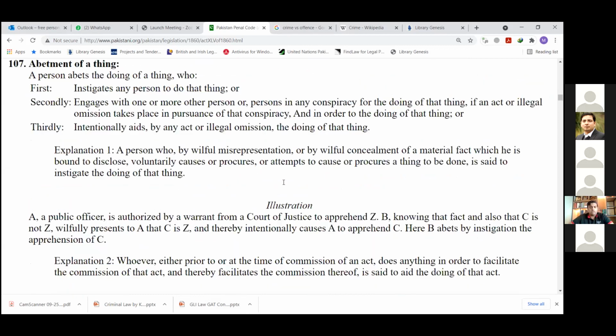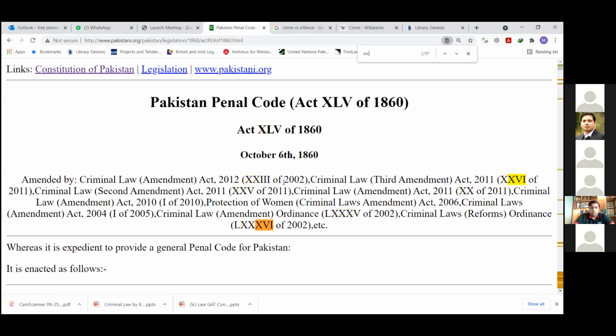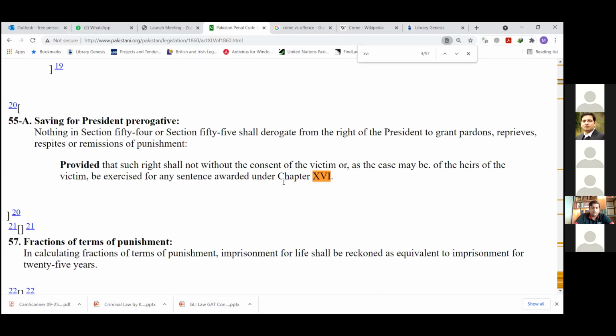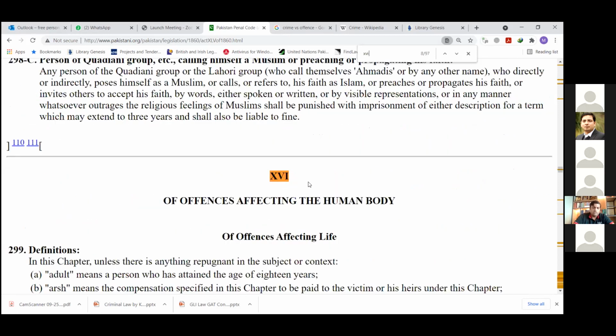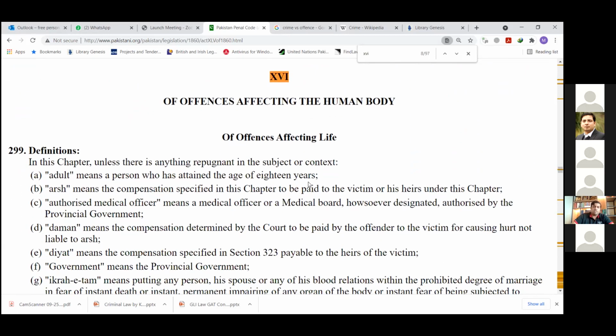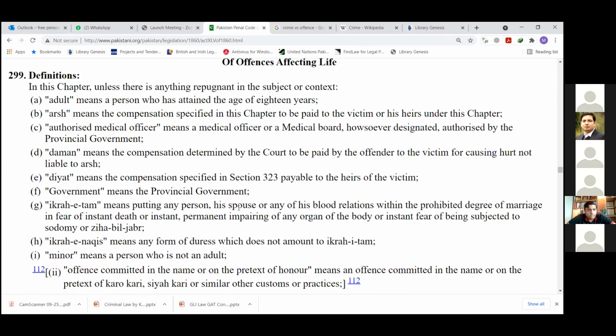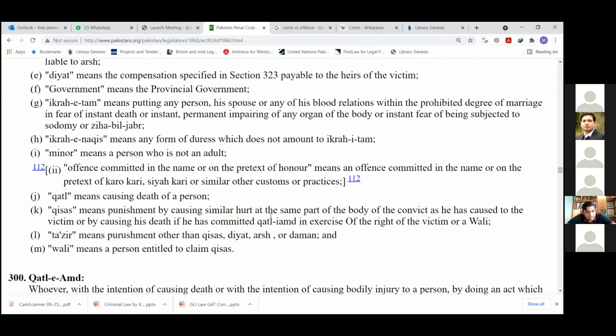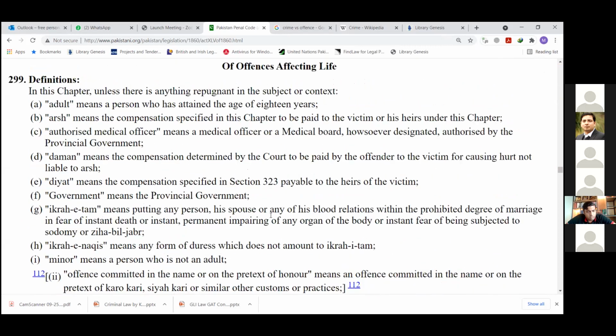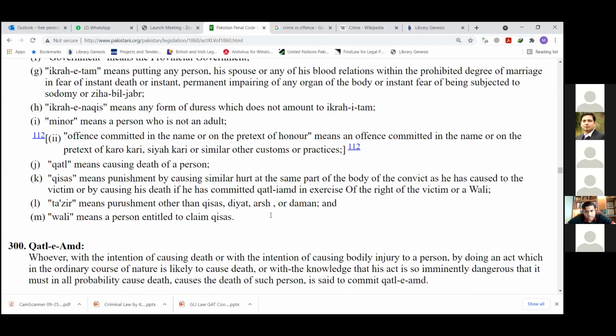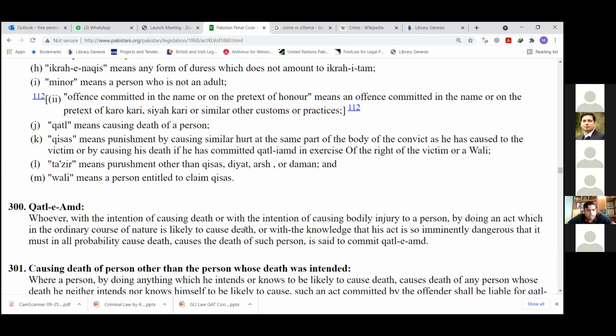Let us just quickly turn ourselves to chapter 16, which is of offenses affecting the human body. Section 299 gives the definitions. Important definitions there are. We will look at these definitions during our discussion.